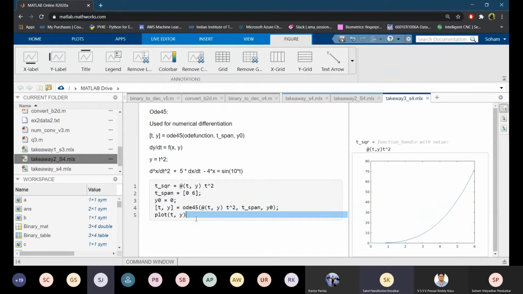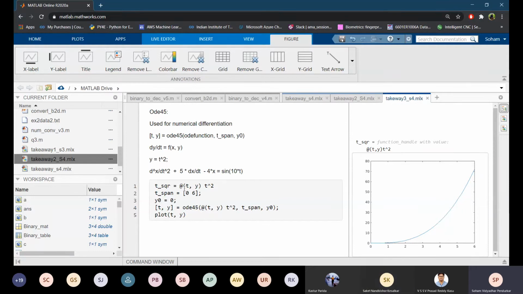Sir, in line 1, what that syntax means, @t y and then giving space t square. Yeah. So @ is used for creating function handles. There are various uses of the @ symbol. I'll explain.